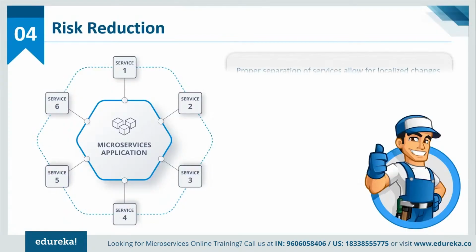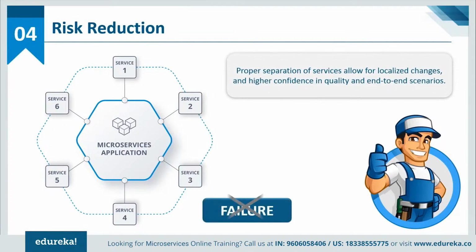At number 4, we have microservices reducing risk. In the microservice framework, each service is a separate entity. So, this framework allows localized changes and higher confidence in quality and end-to-end regression scenarios. Basically, even if one service or component of the application is down, the complete application doesn't go down. Instead, only that particular service or component needs to be rebuilt by the developers. So, this reduces the risk of a complete fall of your application.